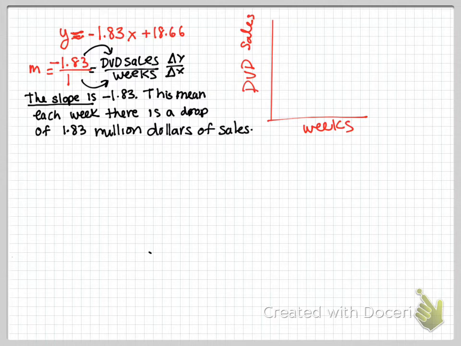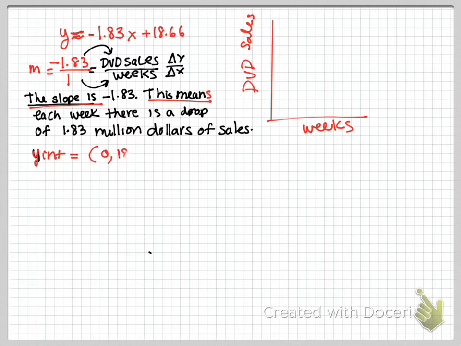All right, so I did the protocol. I said the slope is, I said this means, and I explained it. Does this make sense? Okay, so we can stop there. We don't need any commentary. Now let's do our y-intercept. What is my y-intercept? 18.66. Give me an ordered pair. Oh, 0, 18.66. What does that mean?